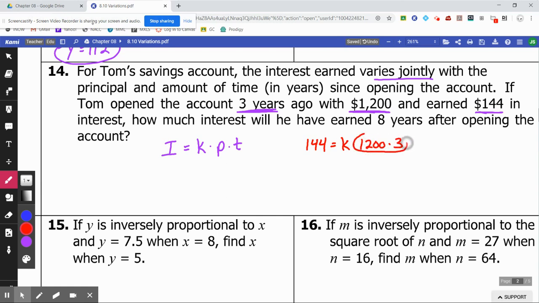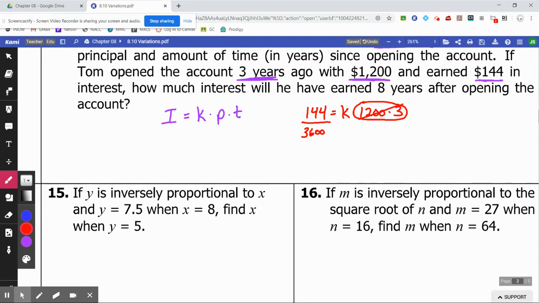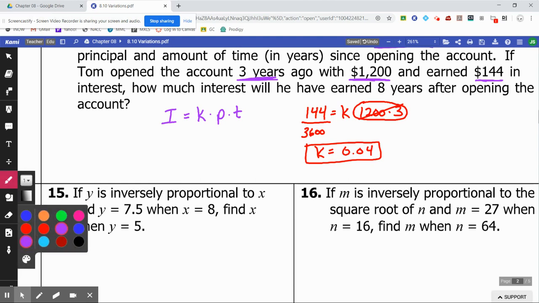So we're going to multiply 1,200 times 3, which is 3,600, and we're going to divide by that 3,600 to find our K value, and we find out that K is equal to 0.04. So that'd be an interest rate there. This formula looks familiar now: interest equals principal times rate times time. So this is a formula you've seen before.